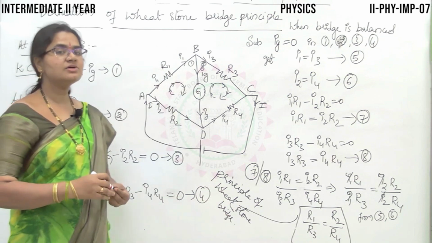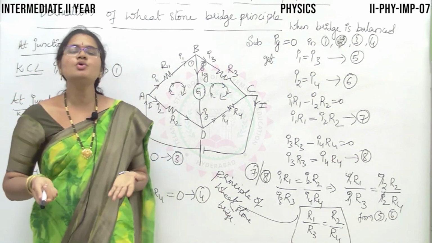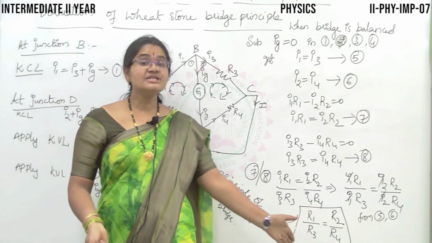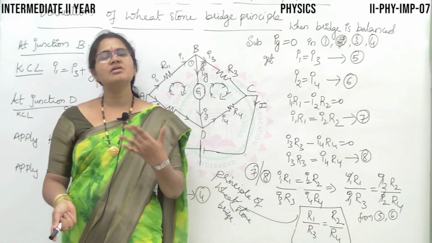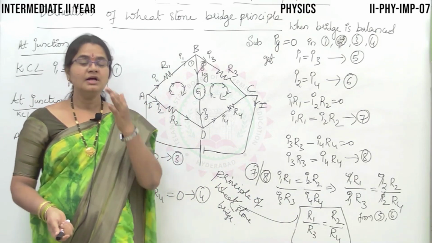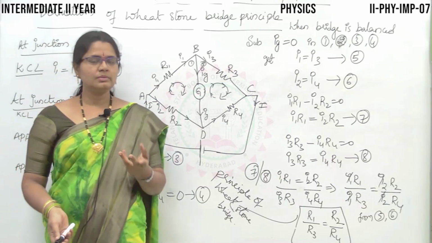Students, in practicals also, you may get this question. They may ask you, what is the principle of Wheatstone bridge? You can give this directly: the ratio of the two resistances is always equal whenever the bridge is in balanced condition. Simple, very simple. So, let me repeat this for a minute.